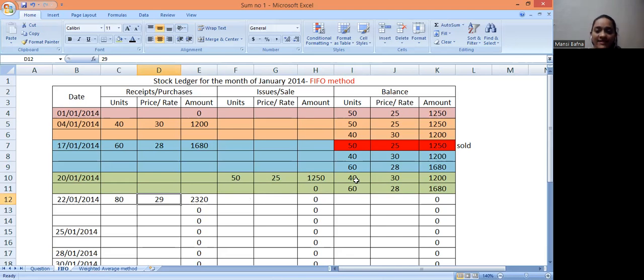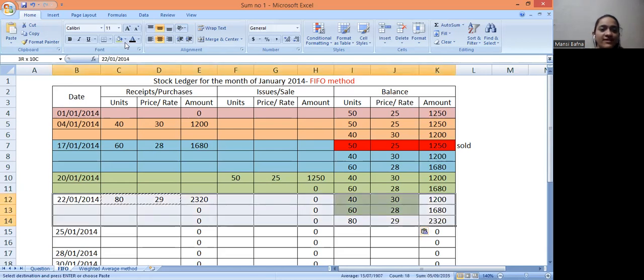Now looking at the balance, you have a balance of 40 units and 60 units, so that will come down as it is. There will be no changes in that. In addition to this, because you have purchased 80 units at the rate rupees 29, that will be recorded over here. So your total transaction on 22nd January is going to look something like this.